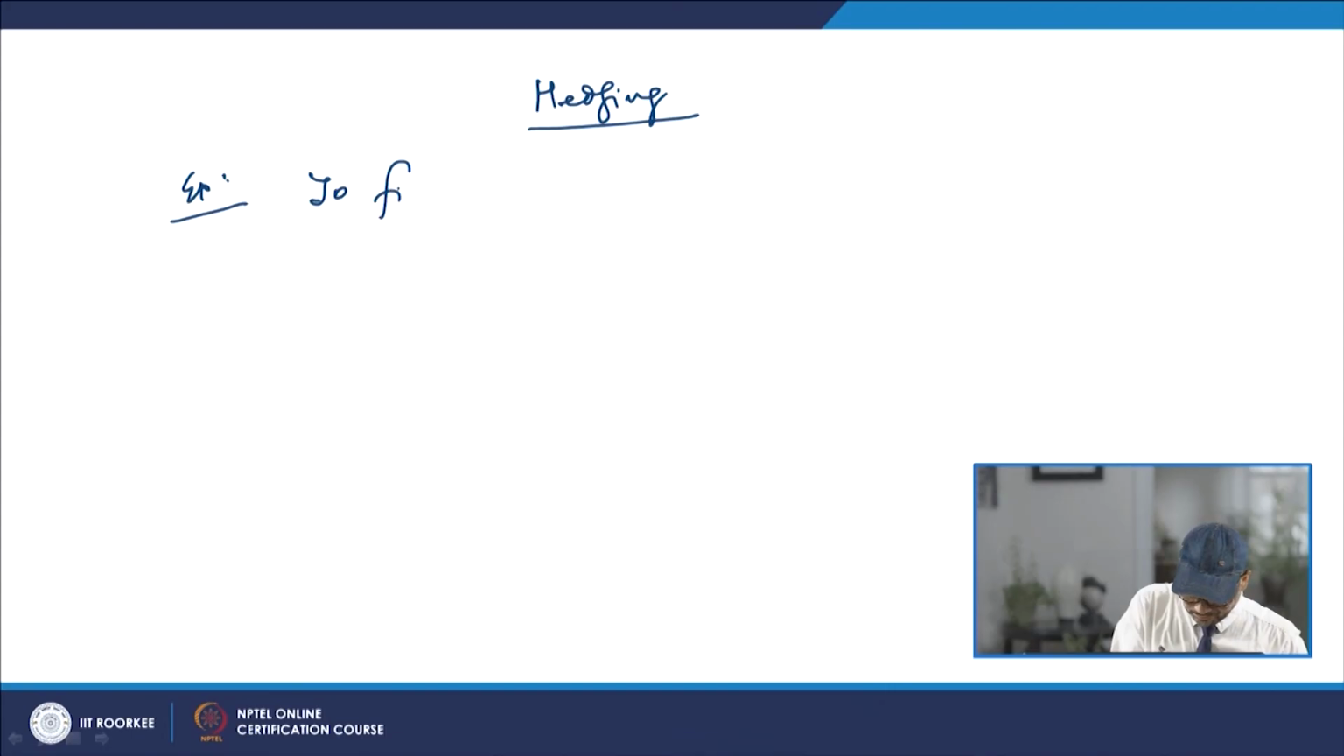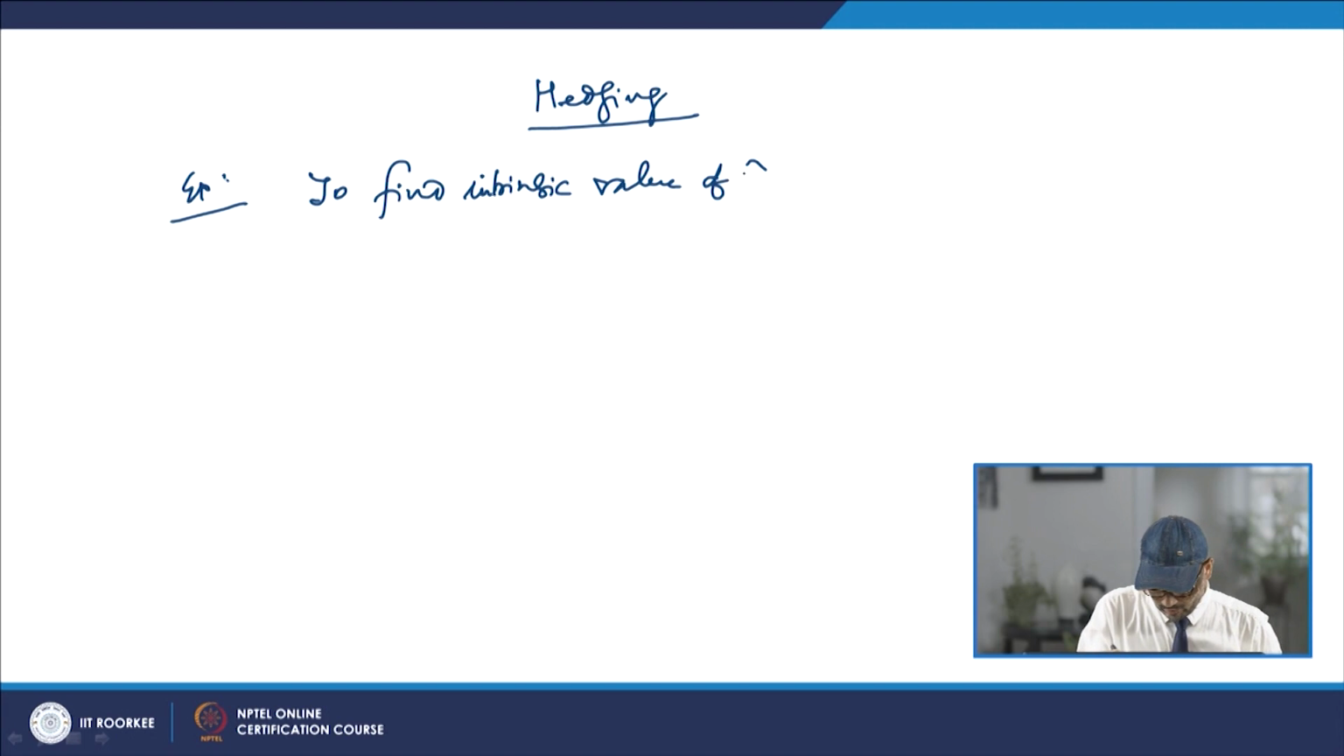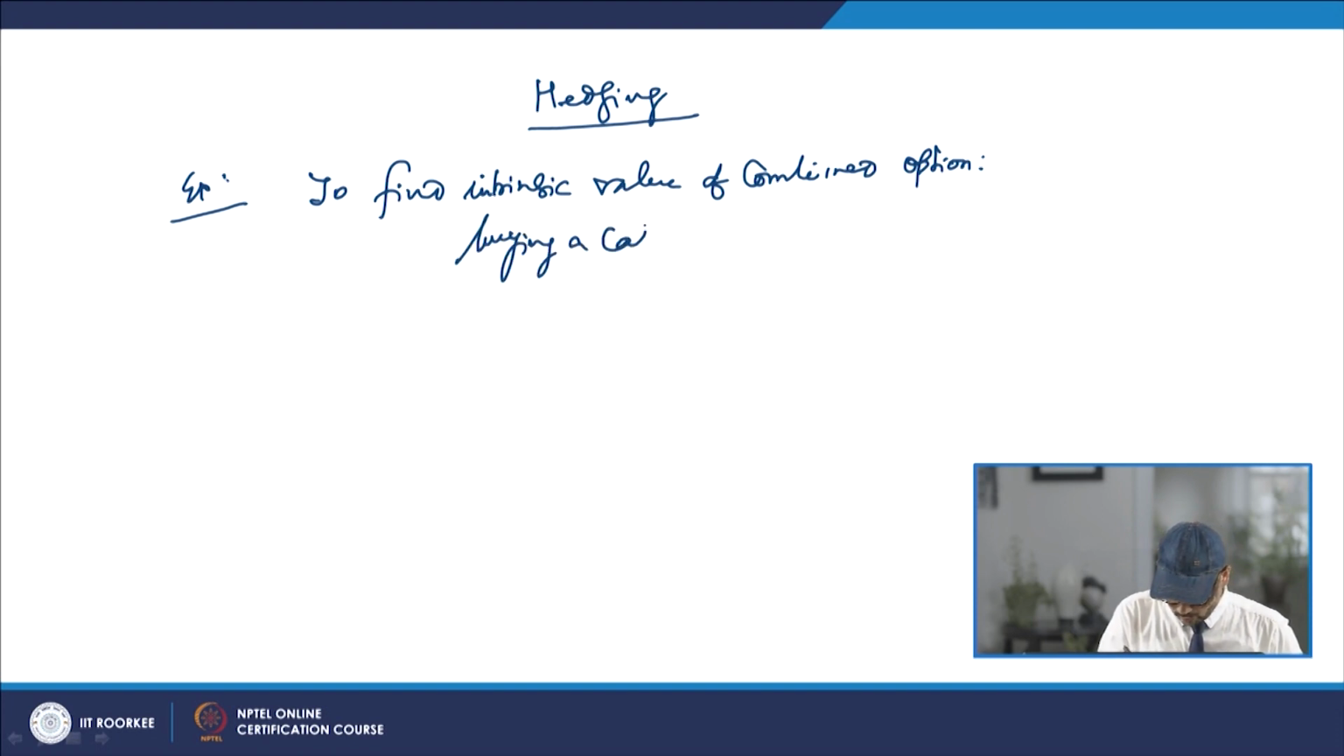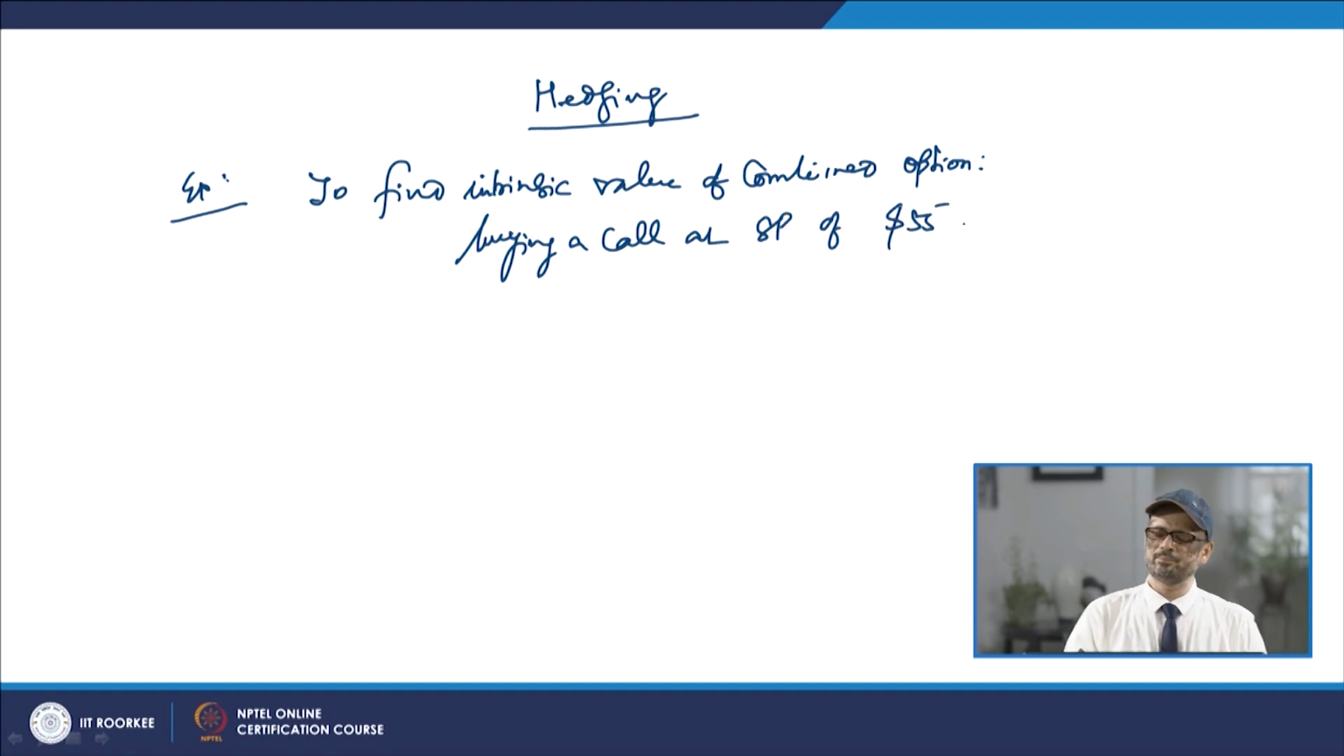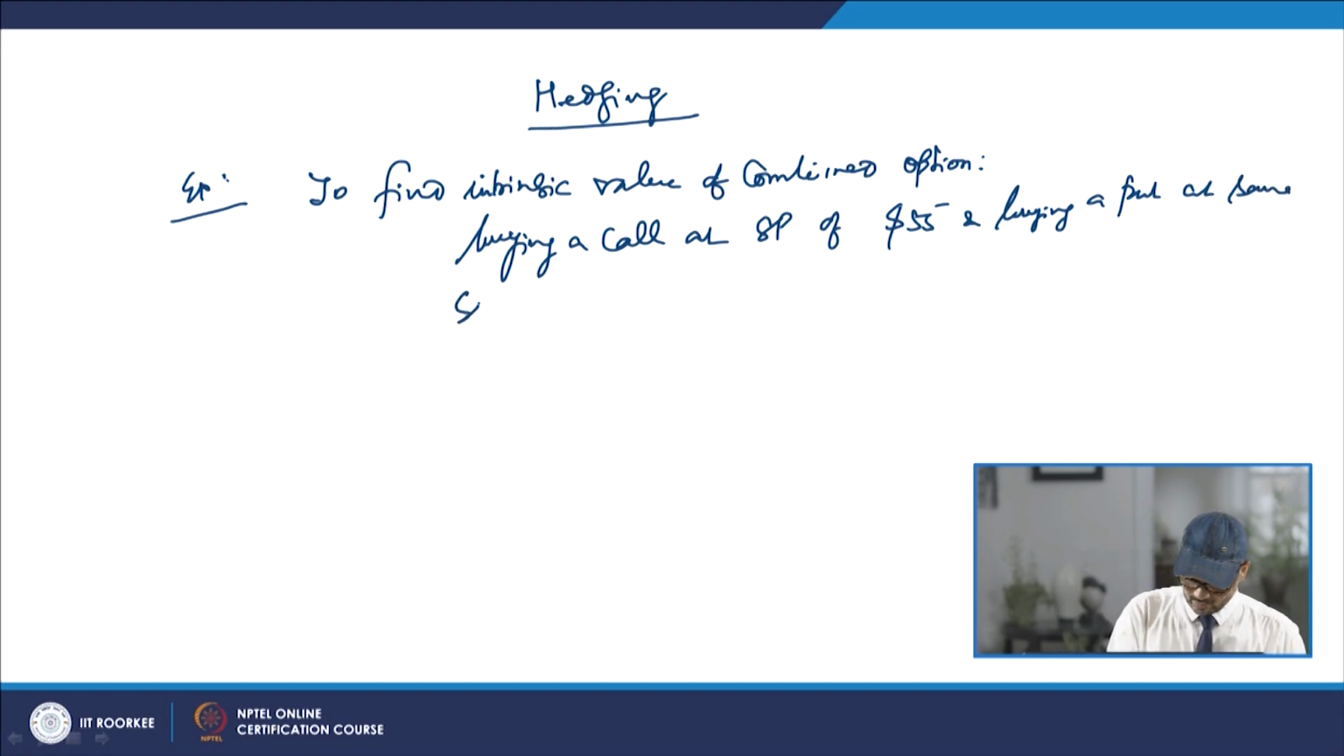So to find the intrinsic value of a combined option, you have two options, I mean a combination of options, which is buying a call at a strike price of, suppose, $55, and buying a put at the same strike price, when the market price of the stock is $68.